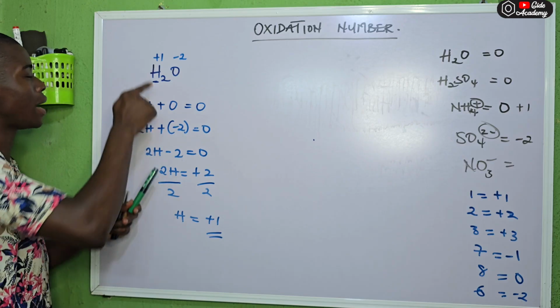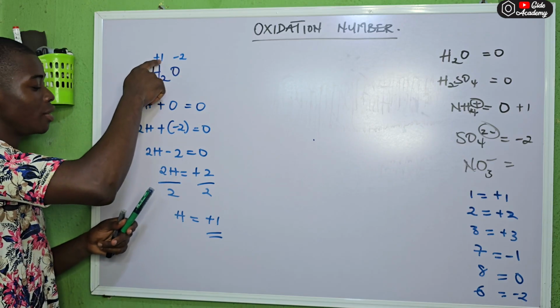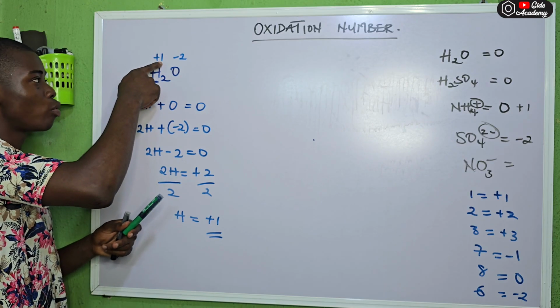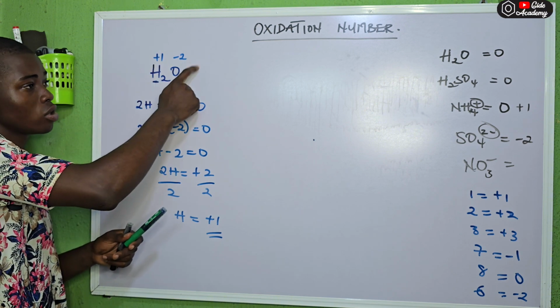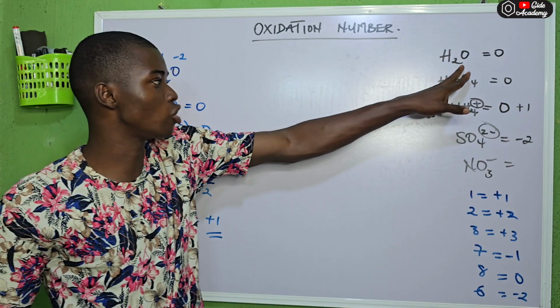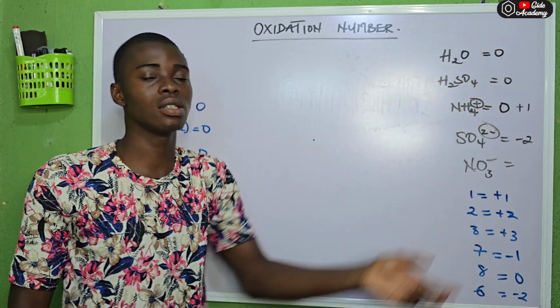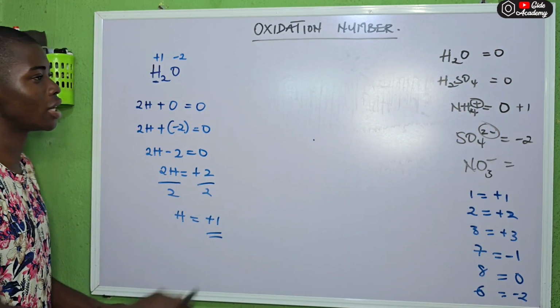So if you want to write this, here will be +1, here will be -2. How many +1 do we have here? We have 2 of +1, so +1 times 2 is going to give us +2. So +2 minus 2 is going to give us 0. That's why the oxidation number of this whole compound is 0.